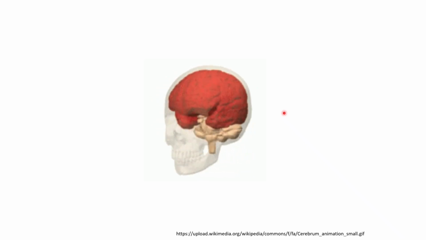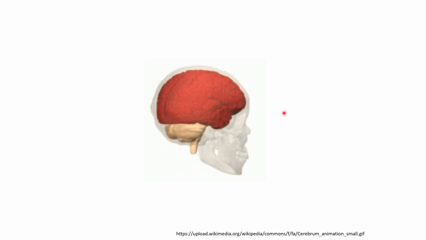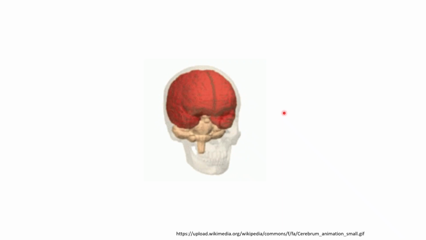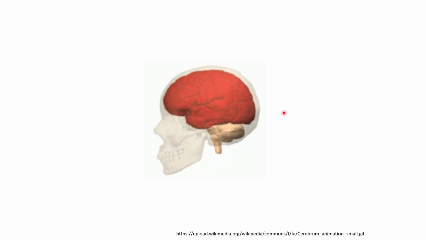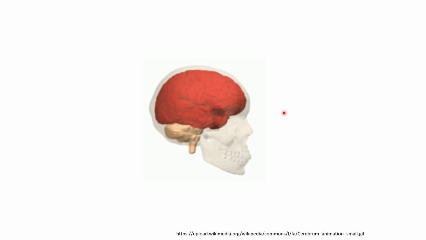I can tell you that the brain will have left and right symmetry in two planes and will not have it in one plane. Can you guess which two will have the symmetry and which one will not have the symmetry? We'll see that in the upcoming slides.